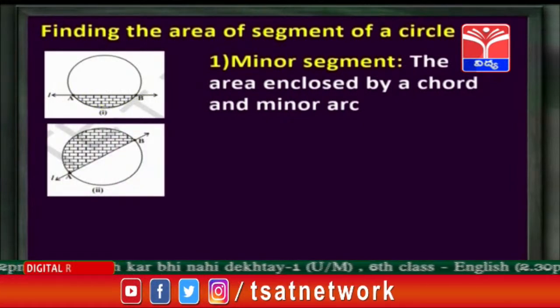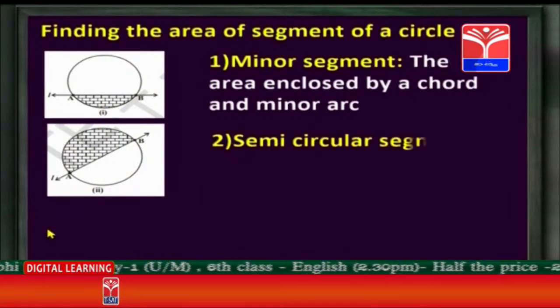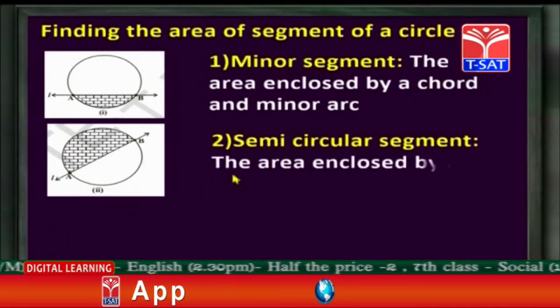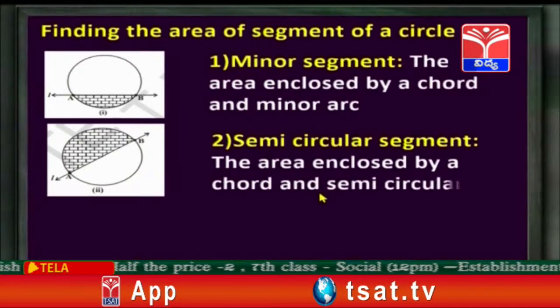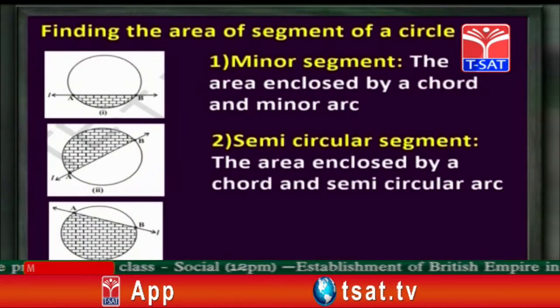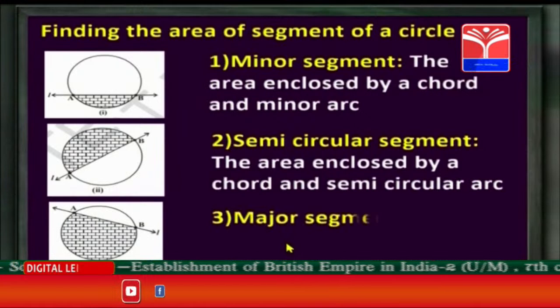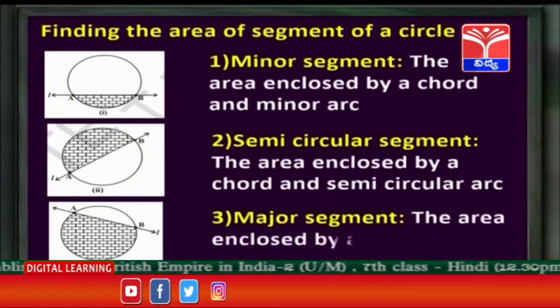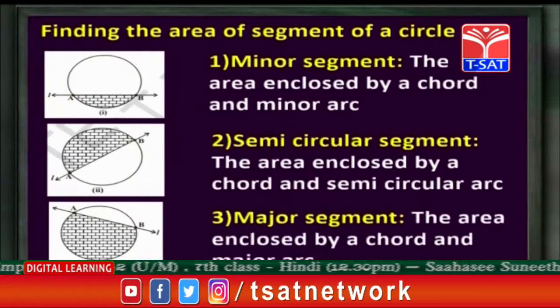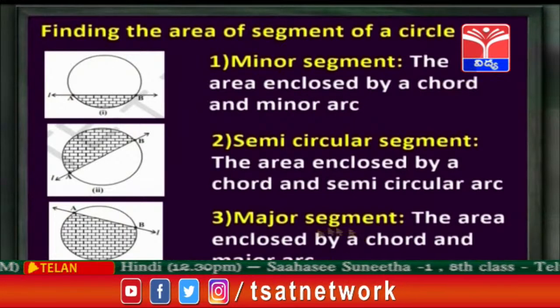Now this is a semicircular segment. What is a semicircular segment? The area enclosed by a chord and a semicircular arc. And the third one is a major segment. So what is a major segment? The area enclosed by a chord and a major arc is called a major segment.